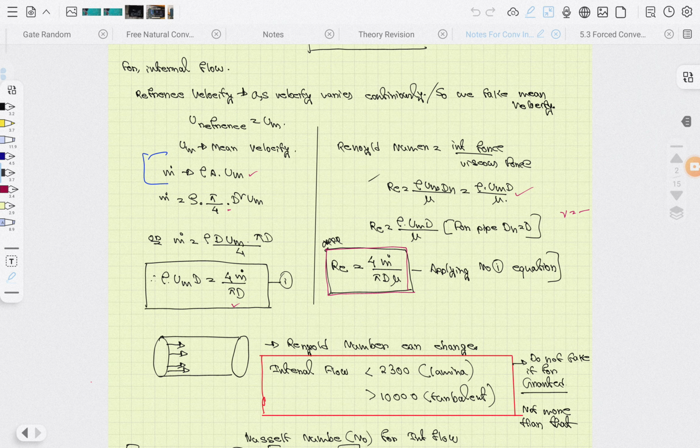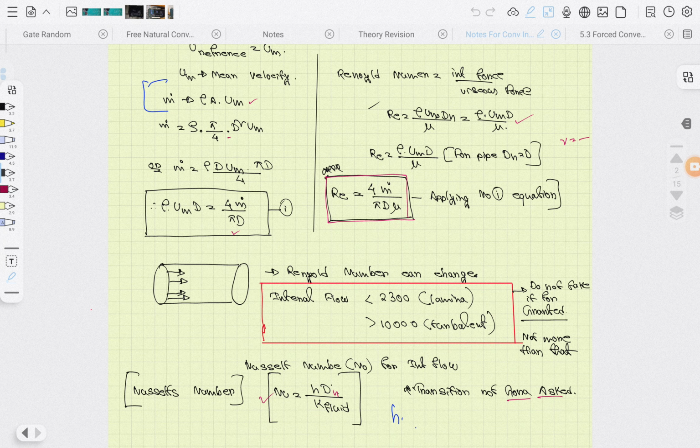Reynolds number is 4 m dot by rho d into mu. So rho v, you can see, is 4 m dot by rho d pi d into mu, that is pi d by mu, 4 m dot by pi d mu. We can also write this as: Reynolds number is 4 m dot by pi d into mu.